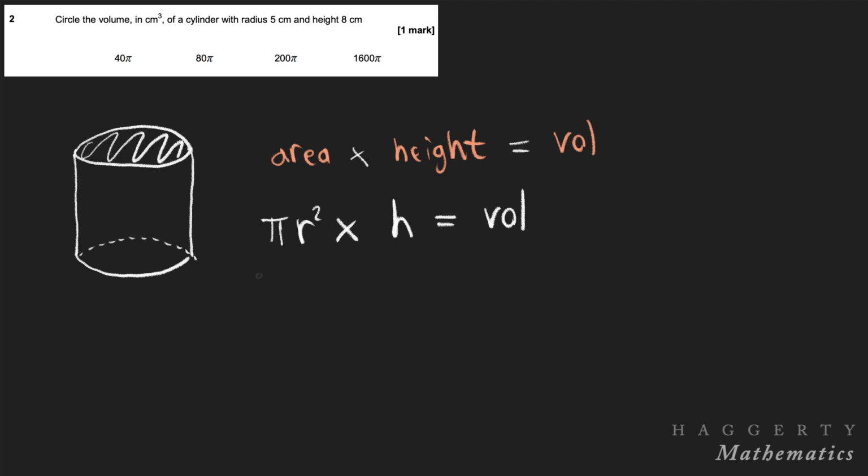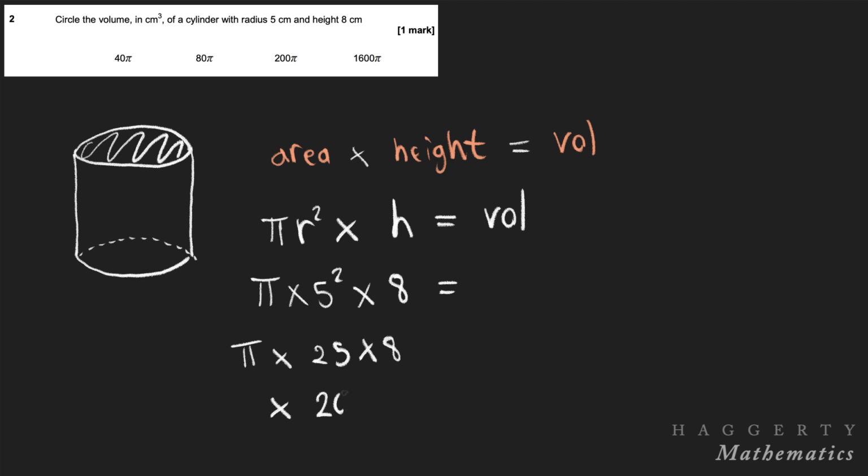Now in our case, the radius is 5, so pi times 5 squared, and then multiplied by the height, which is 8, and that will give us our volume. 5 squared is 25, times 8, times pi. What is 25 times 8? That is 200. So we get 200 times pi, which we can otherwise just write as 200 pi.